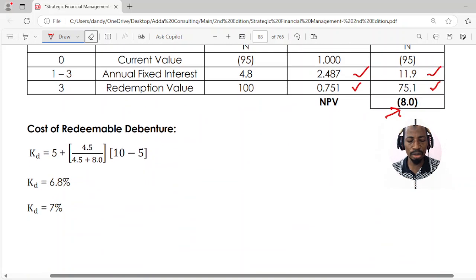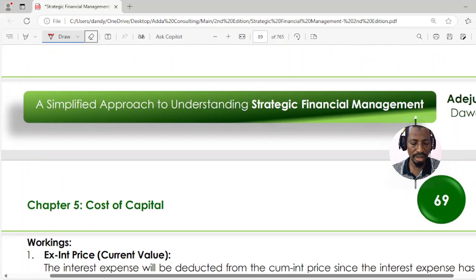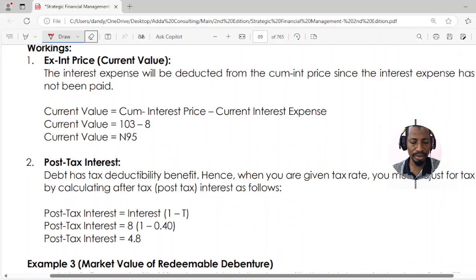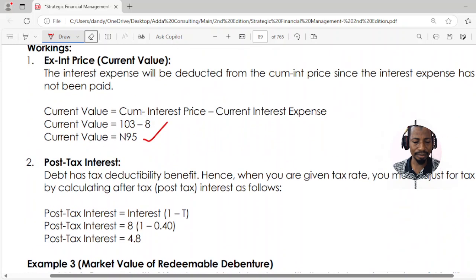At this point, I need to put it into the internal rate of return formula. When I put it in the formula, I got 7%. So the cost of redeemable debenture, where there is tax of 40%, is 7%. So all those things I talked about are the workings for that. That's it.